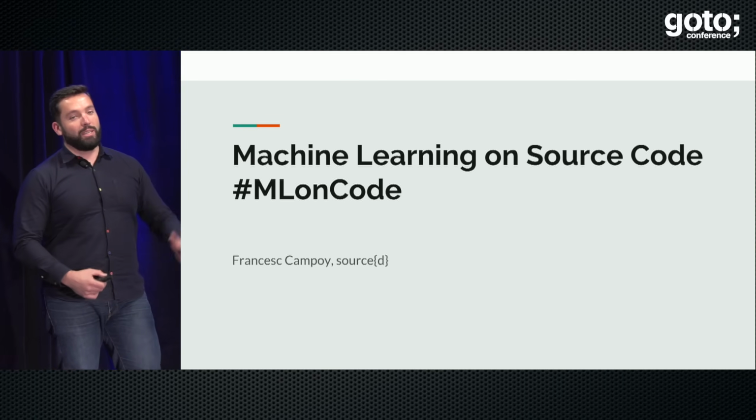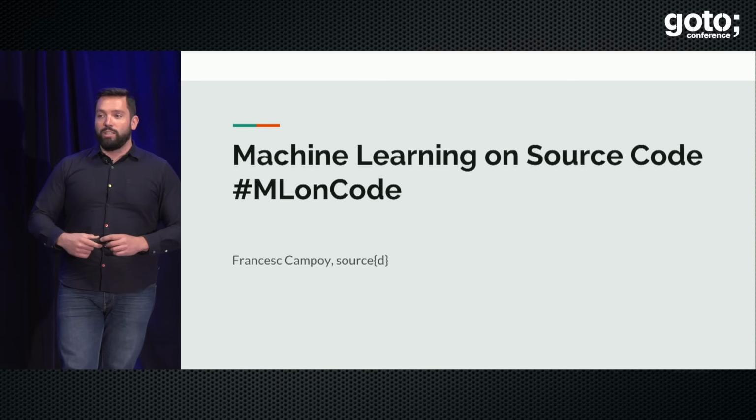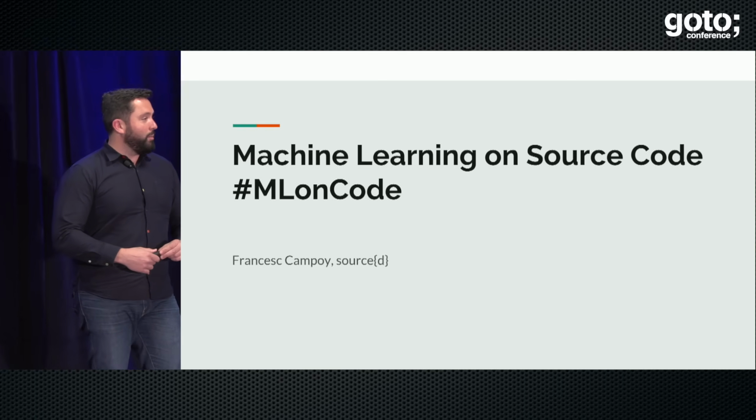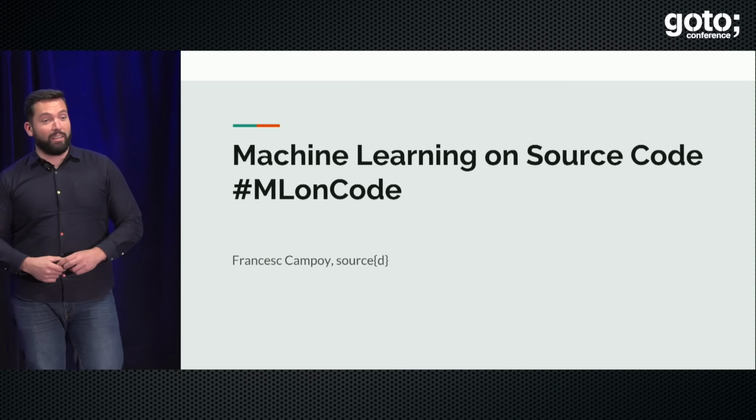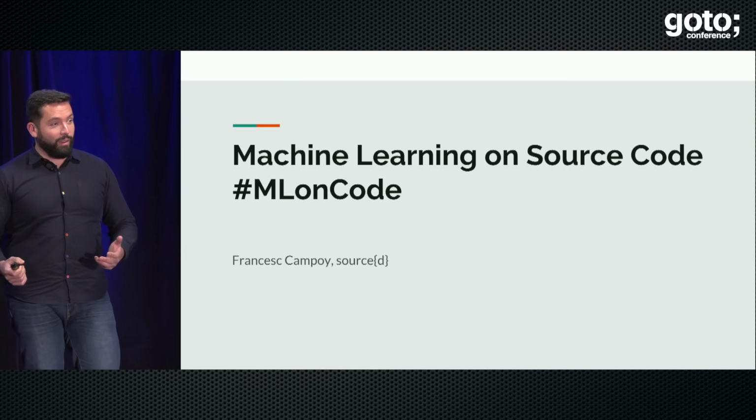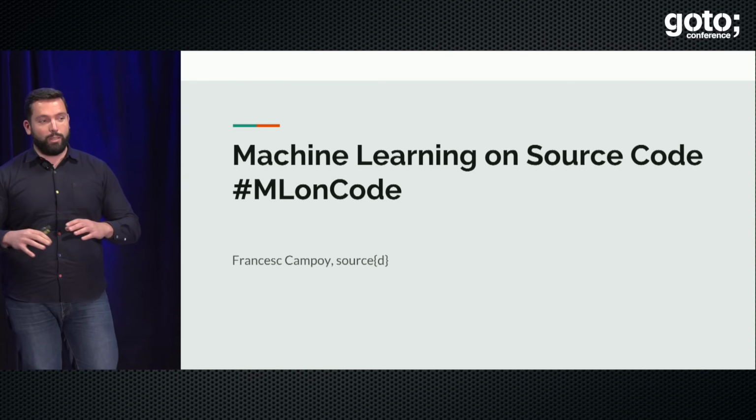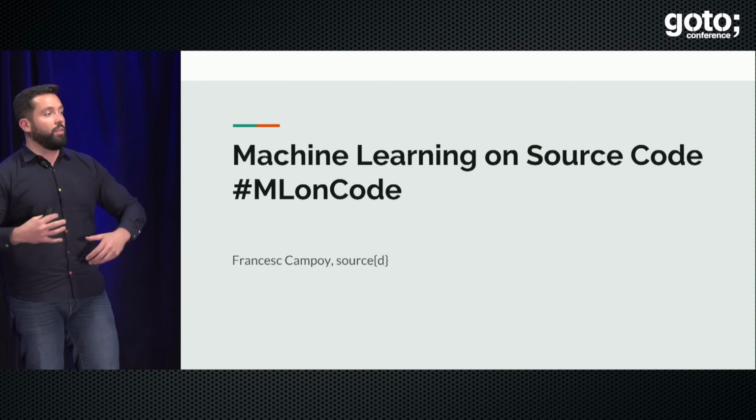So I'm going to be talking about machine learning on source code, which is something that until a month ago didn't even have a hashtag. So it's a pretty new thing. It has a new name, but there's actually lots of people that have been doing very similar things.